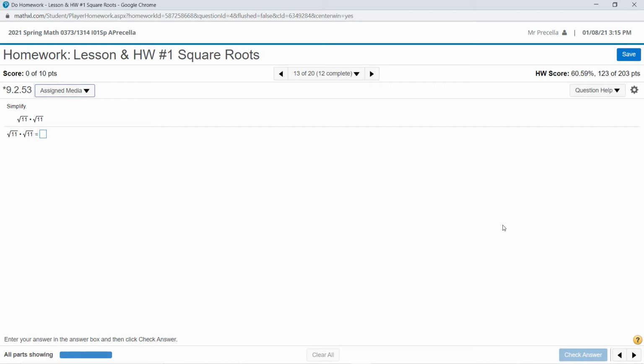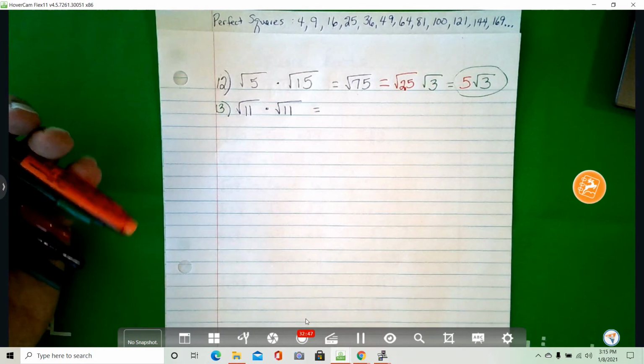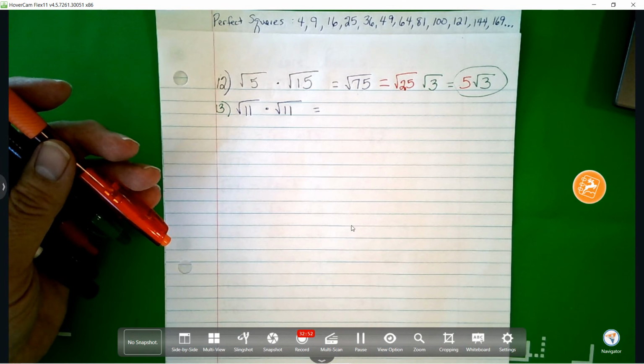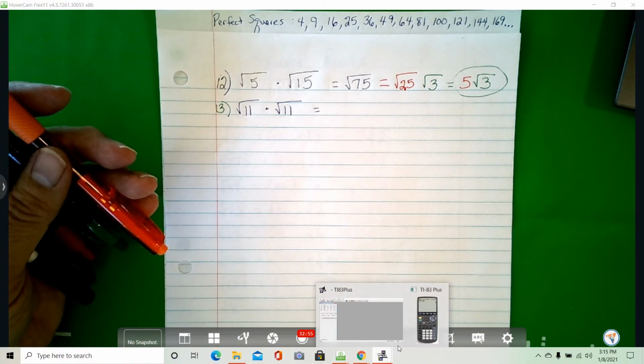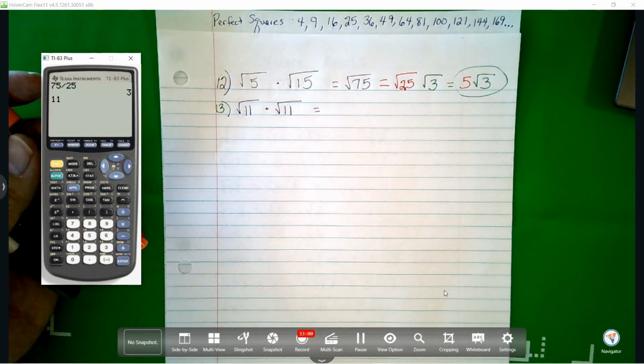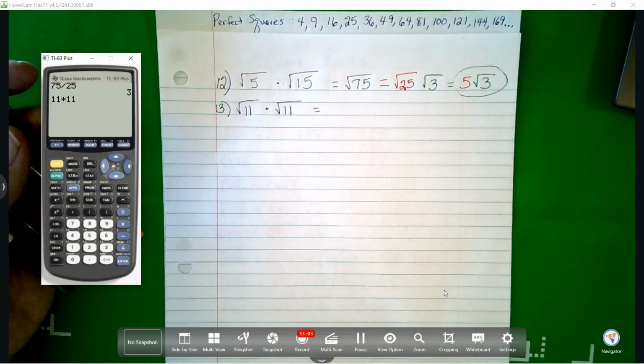Let's look at number 13. The square root of 11 times the square root of 11. Well, if we do it the exact same way we did this one up here, you just multiply the 11 times 11. Okay? 11 times 11, is that 121? Yeah.